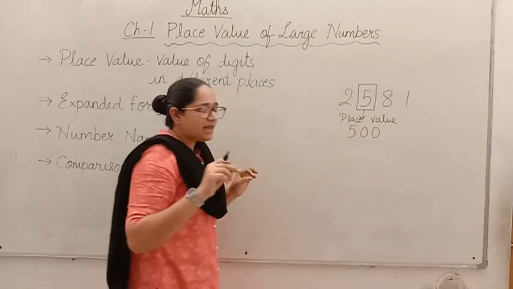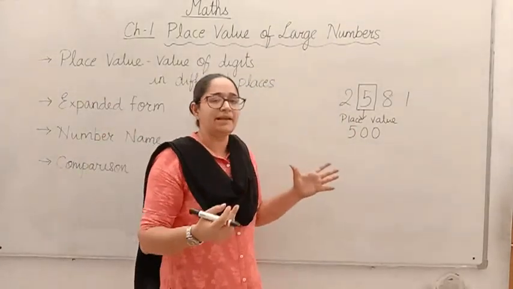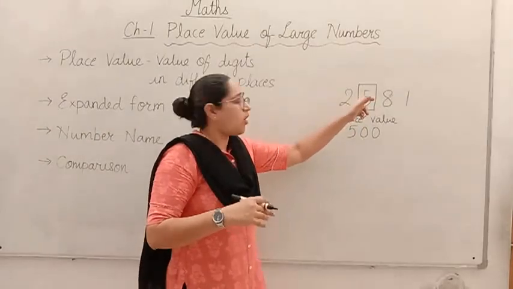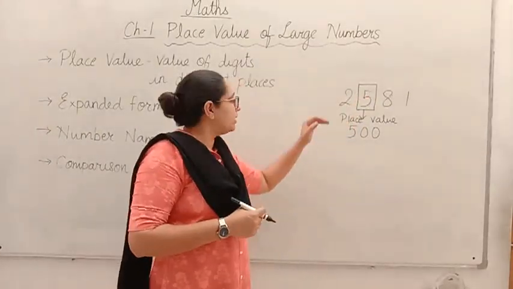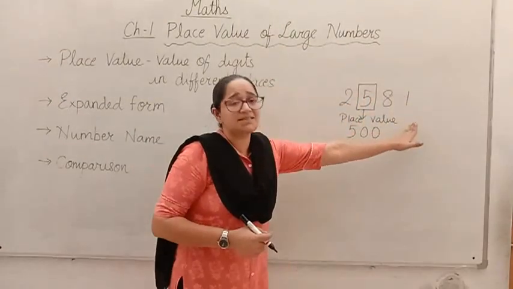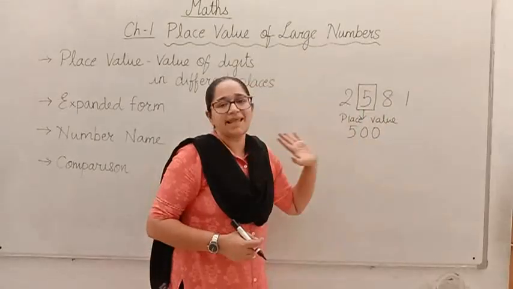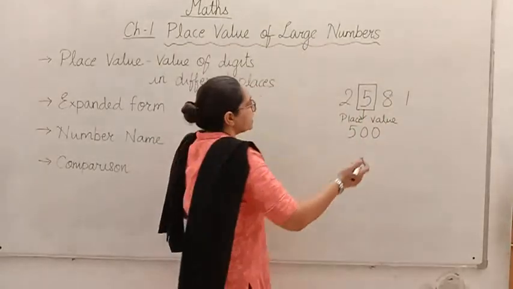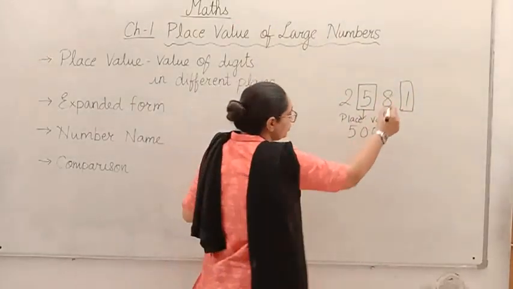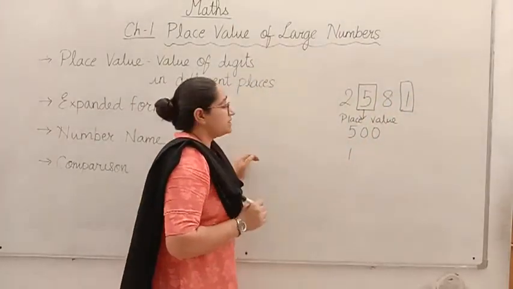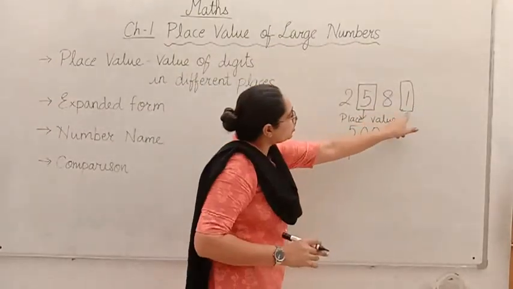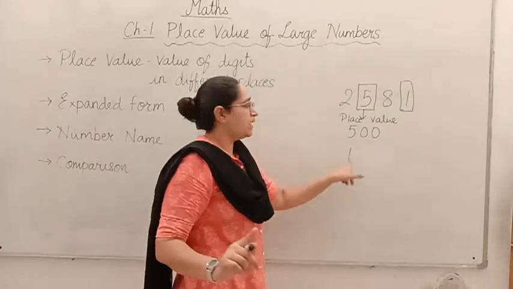Okay. So if I give you any number and tell you a digit and ask what the place value of that digit in that number is, you just simply write that digit, and if there are no digits after, you will write nothing. So the value of 1 is 1.